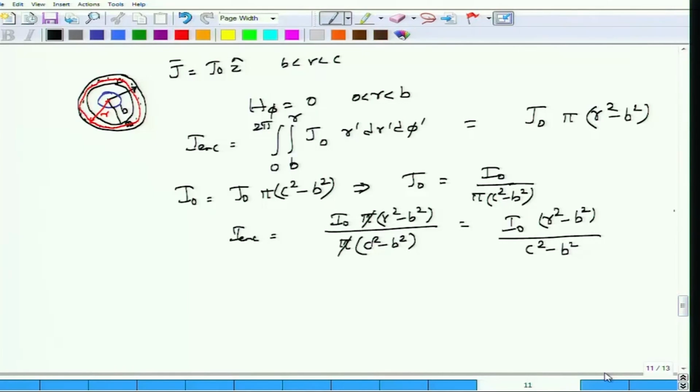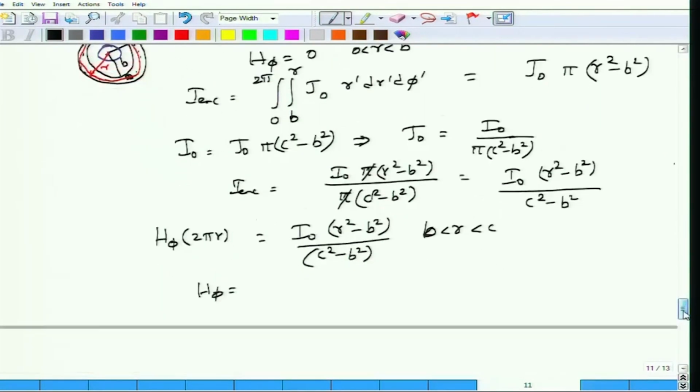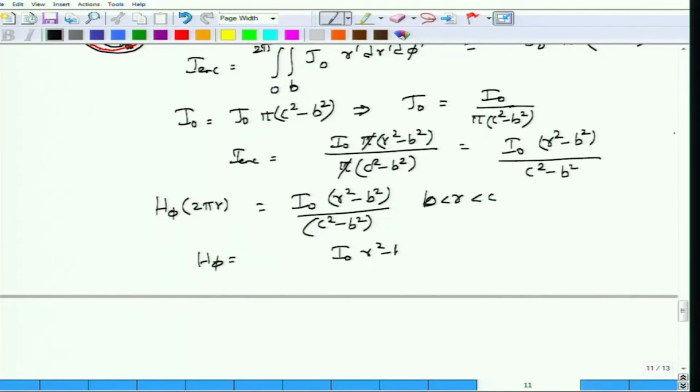What about the left hand side? For the Amperian loop that you are considering, we have H phi 2 pi r, again H will be directed in the phi direction, and the left hand side would be 2 pi r. So this will be equal to I0 times r square minus b square divided by c square minus b square, as long as r is between b and c. So 2 pi r can be brought down to the denominator, and what you will get is H phi equals I0 times r square minus b square divided by 2 pi r times c square minus b square.